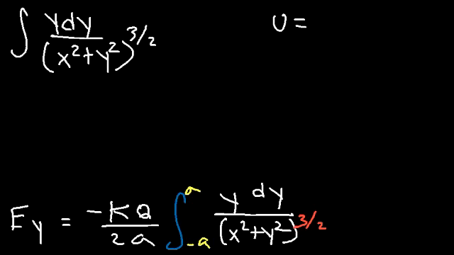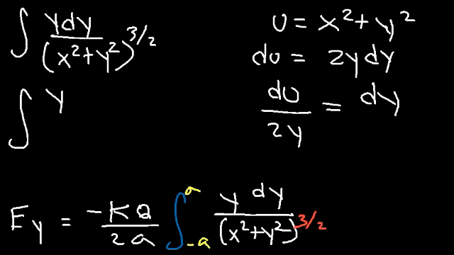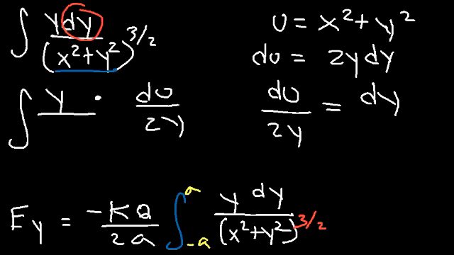Let's make u equal to x squared plus y squared. So what is du in that case? Now keep in mind x is a constant, and the derivative of any constant is 0. So the derivative of x squared is 0. It's going to disappear. The derivative of y squared is 2y times dy. And solving for dy, dy is equal to du divided by 2y. So let's replace dy with du over 2y. And let's replace x squared plus y squared with the u variable. So it's u to the 3/2. So notice that the y variables cancel.